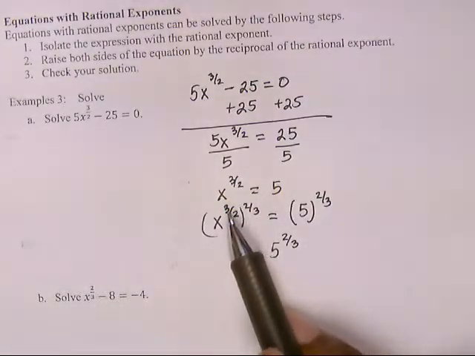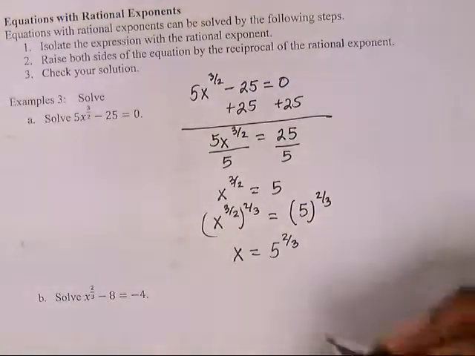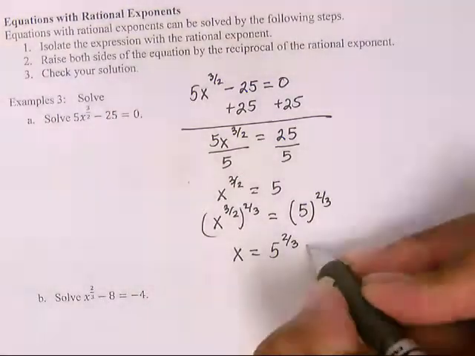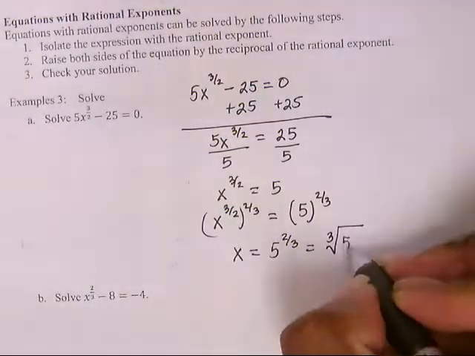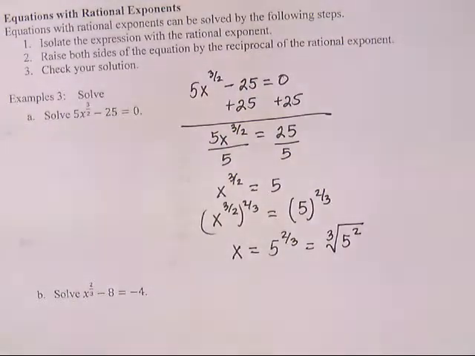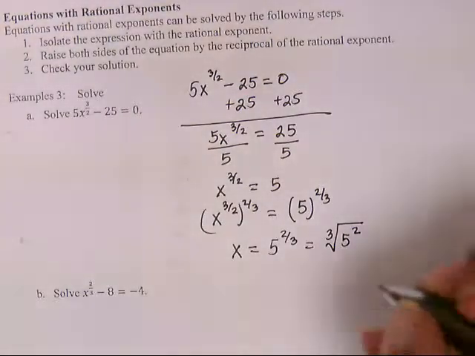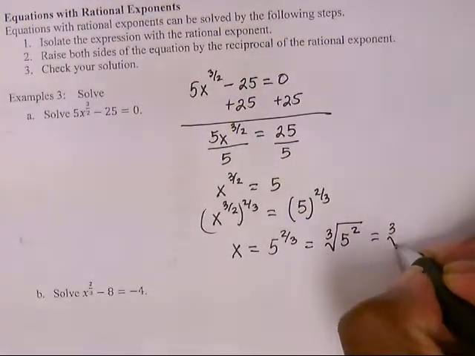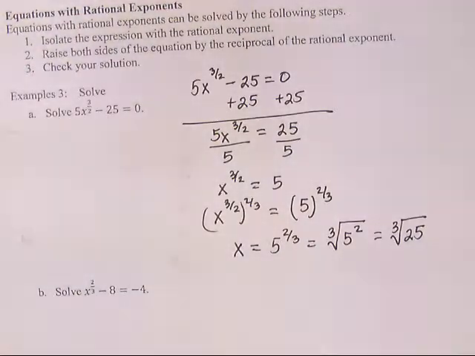Okay. Now our numerator was an odd power, so that means we don't need the plus or minus symbol. So x equals 5 to the 2/3, or in some cases the cube root of 5 to the 2nd when you write it in radical form. And then 5 squared is 25, which will be simplified as the cube root of 25. And that's as far as I would go with that problem.